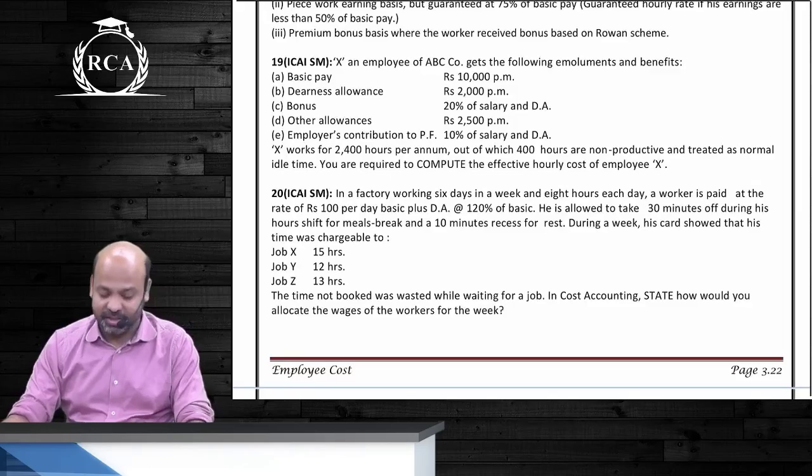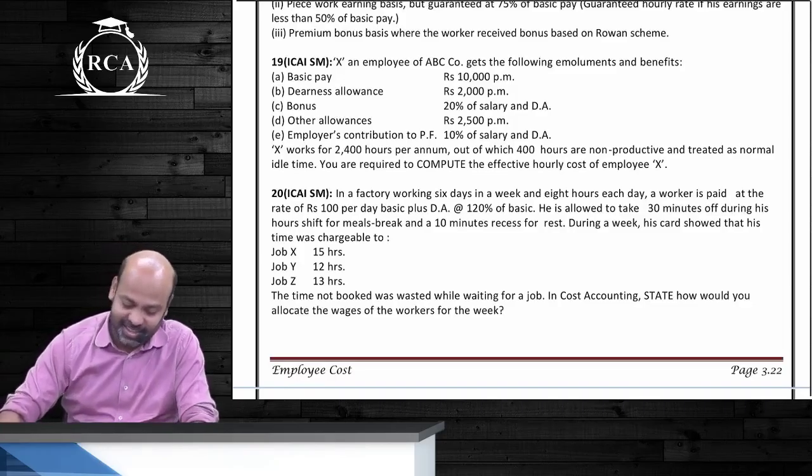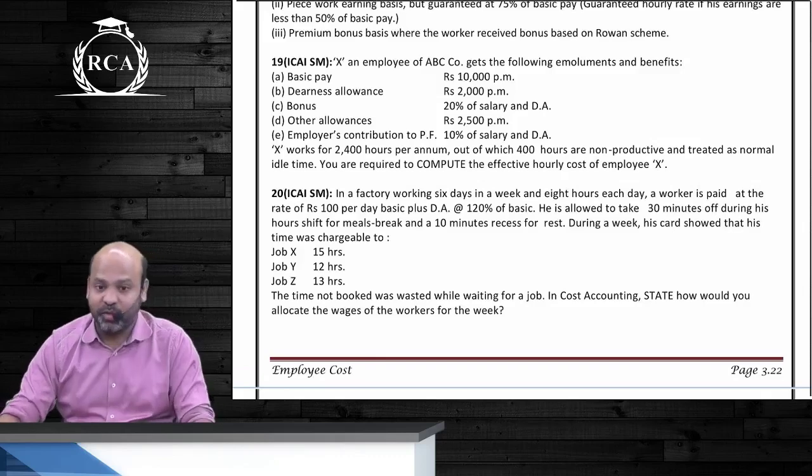19th question बेटा. X is an employee. ये लोग हमेशा बेटा, मतलब तुम कुछ भी कर लो. हाँ. X is an employee of ABC company.